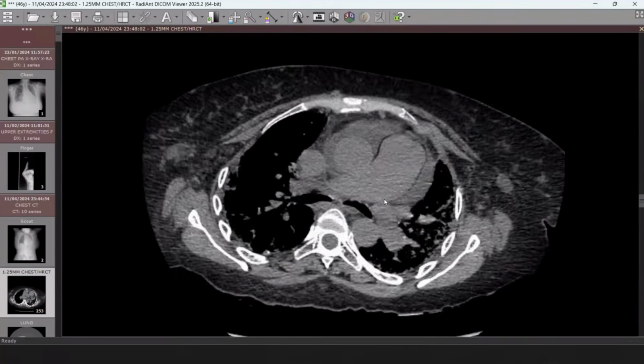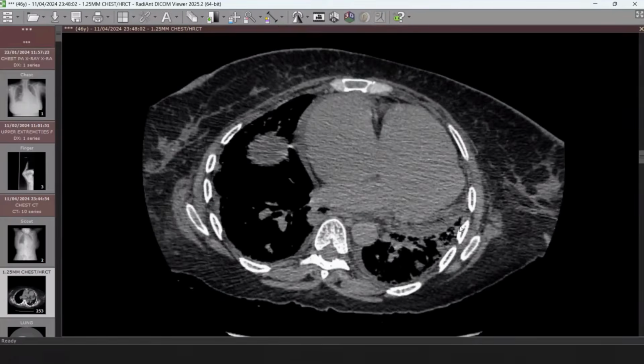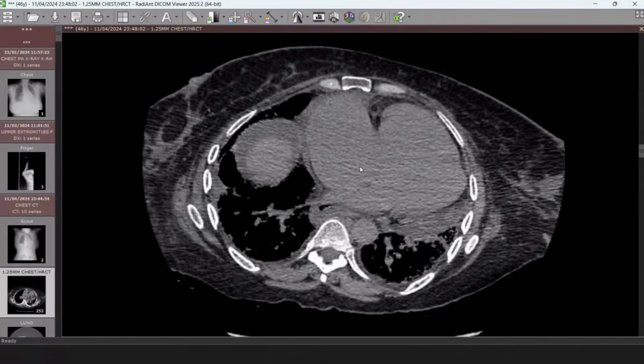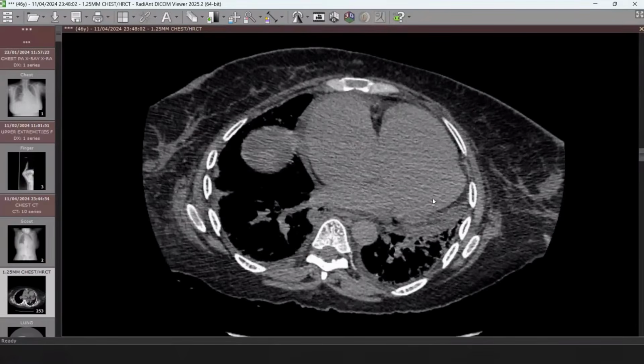And there is also pericardial fluid. Pericardial effusion. Very nice. And there is also ascites. Do you have any explanation for this cardiomegaly in this case?